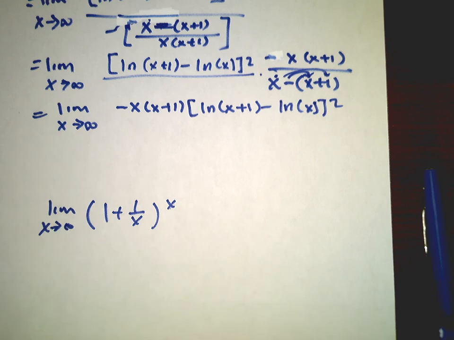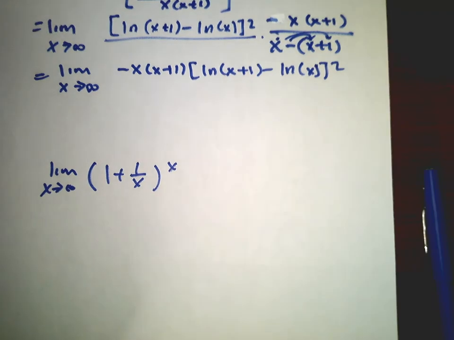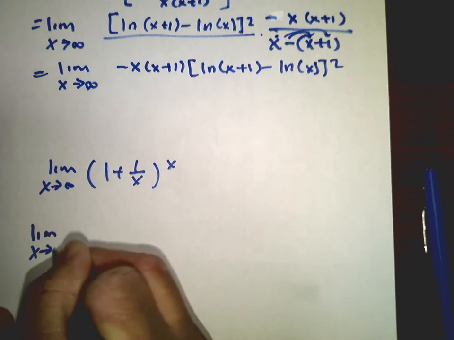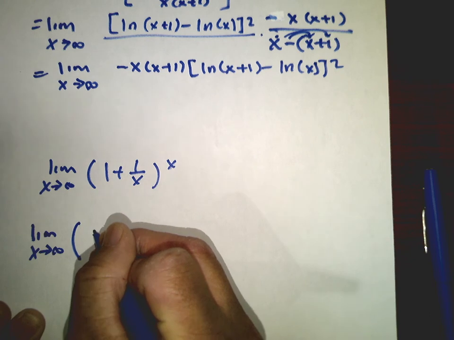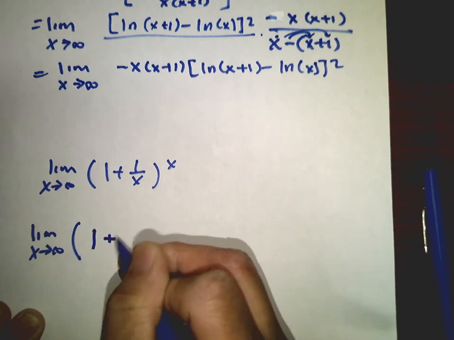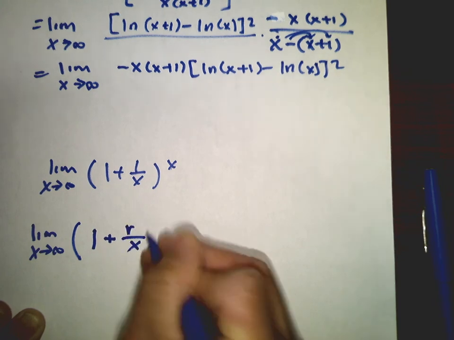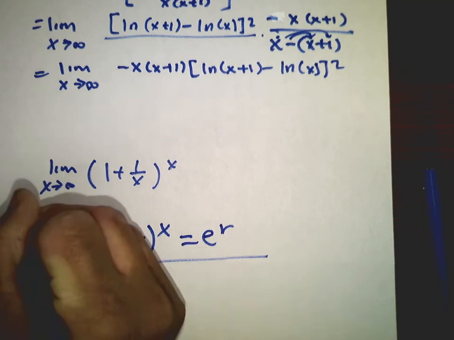I'm laughing here, but I bet this is one of those cases where I want to remind you about something you probably have heard before. Do you remember the limit as x approaches infinity of, and this one we've found before, by the way, 1 plus r over x, to the x? And I told you a long time ago that was e to the r, right?